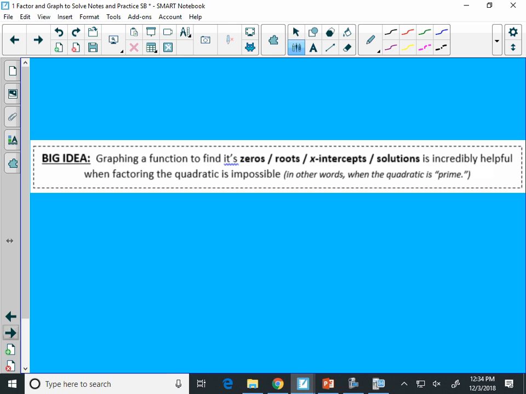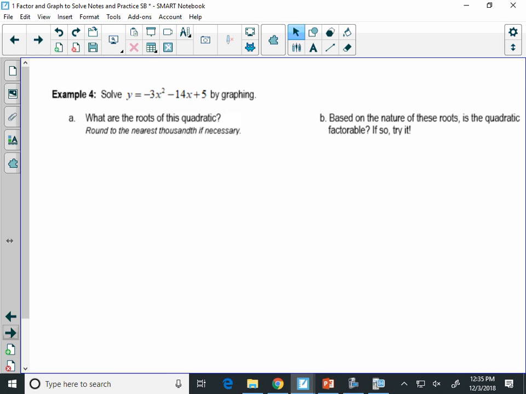Okay? So, big idea before we do a little bit more here. Graphing a function to find its zeros, roots, X-intercepts, solutions, whatever you want to call them, is helpful when you can't factor. If you can factor a quadratic, you can always find the X-intercepts, but that last one didn't factor, so the only way to find the X-intercepts is to graph it. So let's decide if we can factor something based on its X-intercepts.